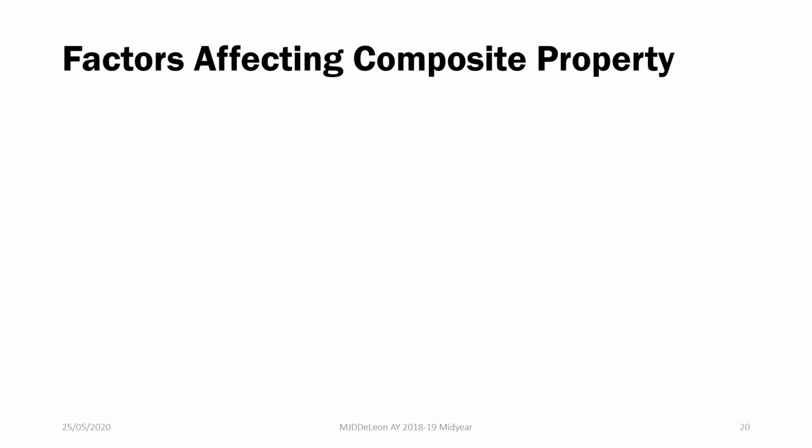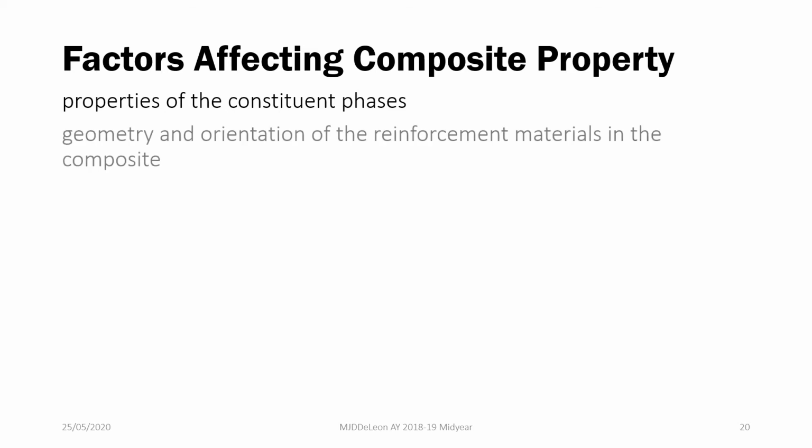For our composites, different factors would affect the property of our composite. One, the properties of the constituent phases, since dito nanggagaling yung property ng ating resulting composite. Next, the geometry and orientation of the reinforcement materials in the composite. This is especially important whenever we're thinking of anisotropic loading or anisotropic application of stimuli to our material. Since in some cases, let's say in one direction, your material or your composite can be strong against a force, but when you put it in a perpendicular direction, humihina siya.